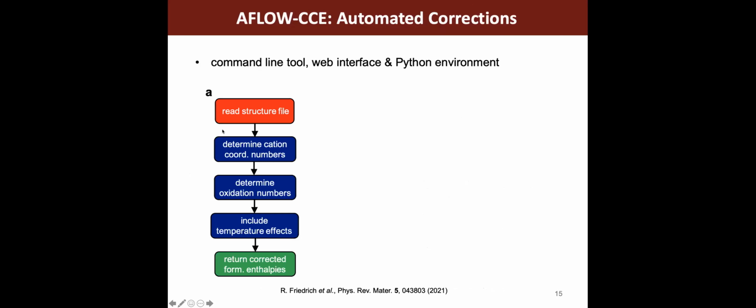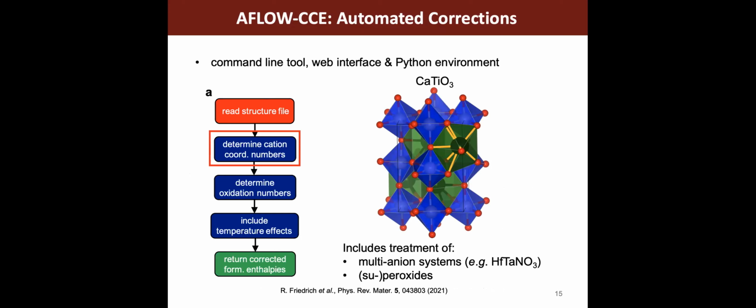So let me go back here. What the workflow is doing is you read the structure file, and then, since it's called coordination corrected enthalpies, you have to determine the cation coordination numbers. I showed this already before with the prototypical example of the perovskite system. The code analyzes your cation-anion bonds and gives you back the cation coordination numbers. So even if you're not interested in the corrections, you can just get the cation coordination numbers. You'll see this and also do an exercise on that.